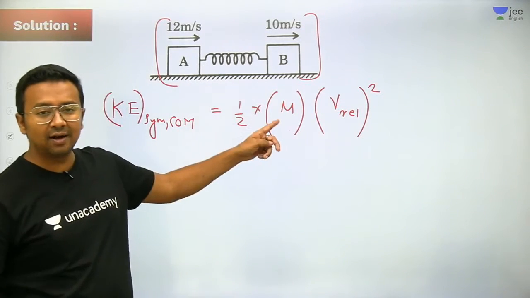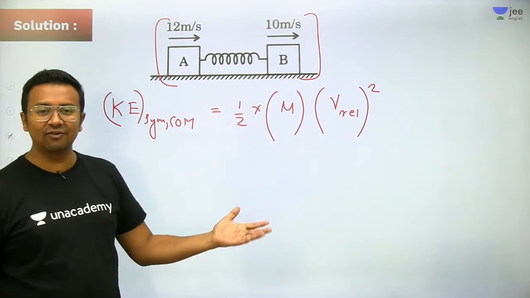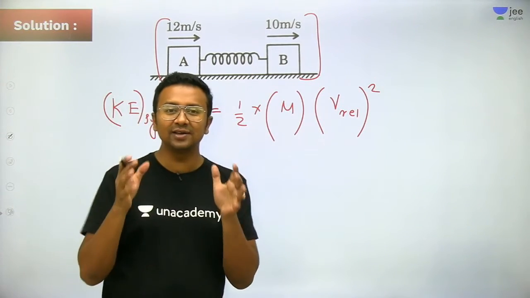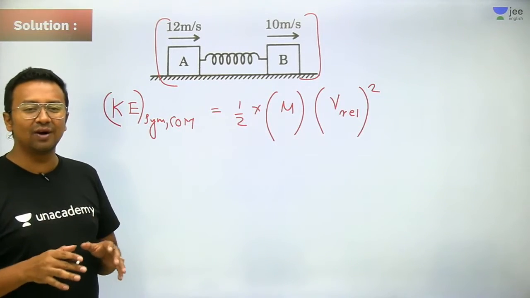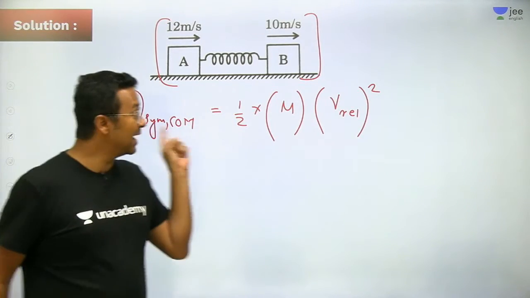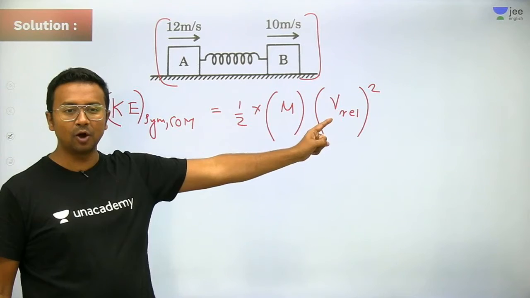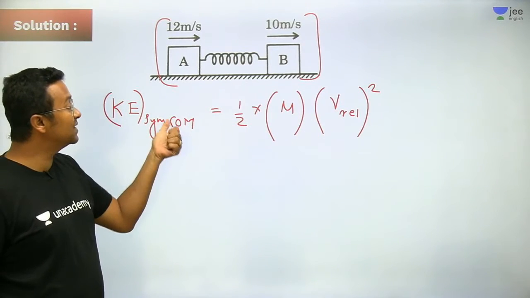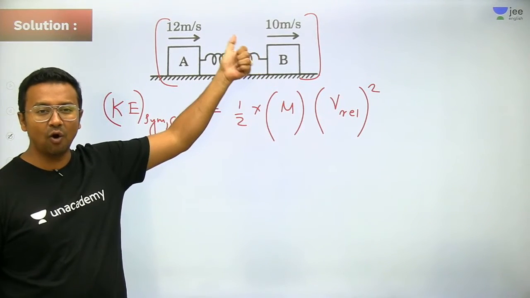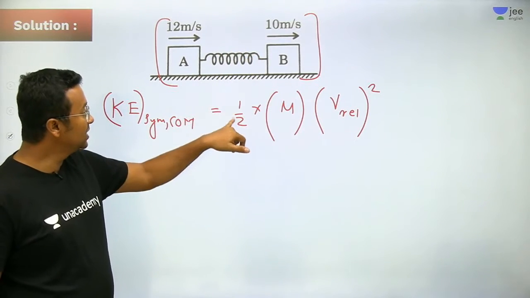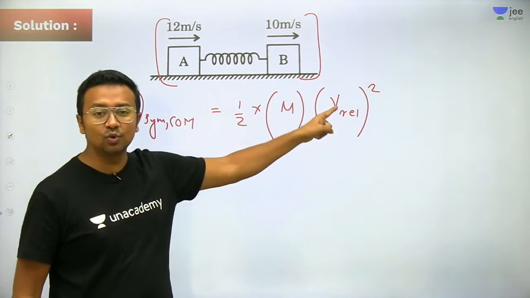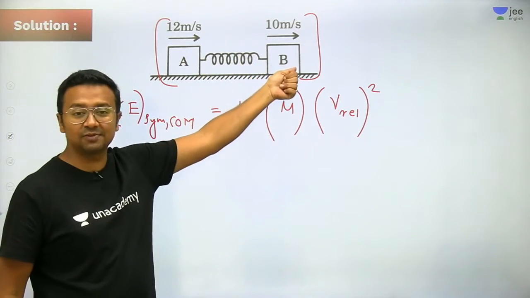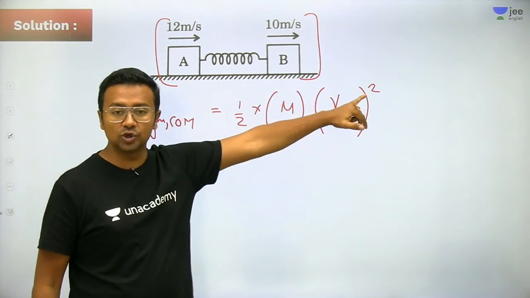Now, how did it come? We will talk about it in a different session. That is not the time right now, otherwise this class will stretch to a very long class. But I want you to remember this method. Kinetic energy of the system with respect to the center of mass is equal to half mu, where mu is the reduced mass, into the relative velocity of A with respect to B whole square.